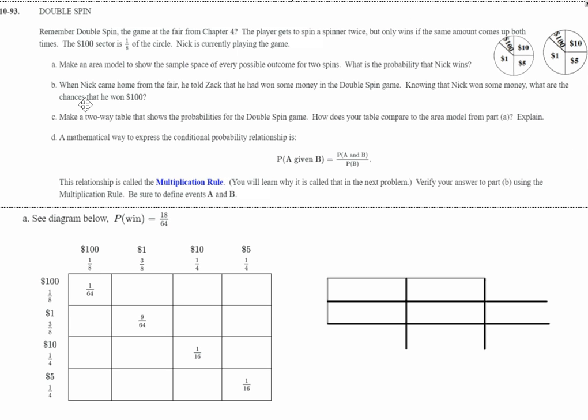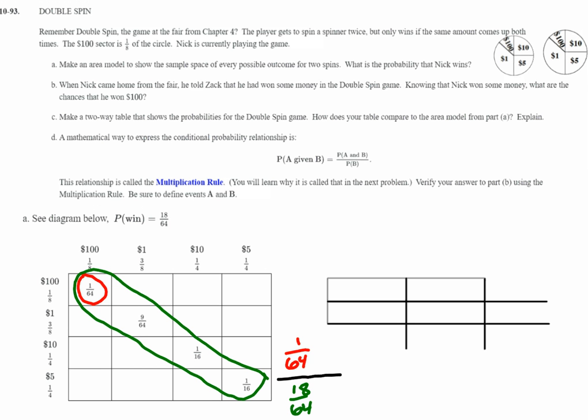Now in this case, when Nick came home from the fair, he told Zach, hey, I won some money, but he didn't say how much. In this case, it says, knowing that Nick won some money, what are the chances that he won $100? Well, that's a given situation. That's conditional probability. Given that he won some money, which I can find in this diagonal, it's really picking the spot that he can, which would look like this.